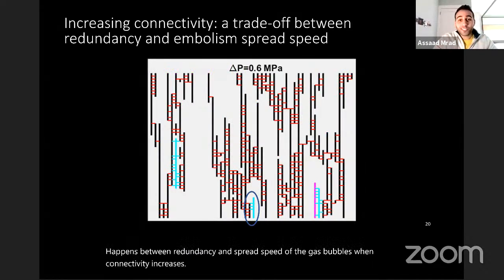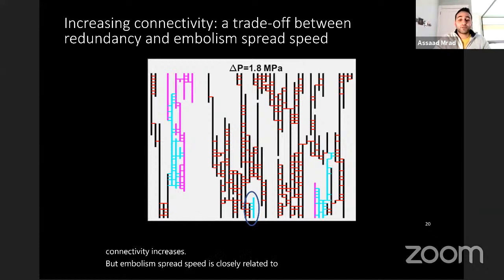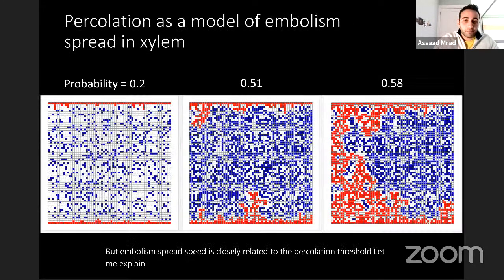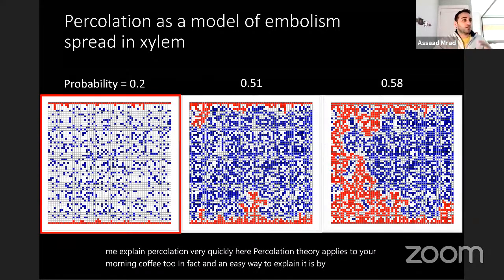But embolism spread speed is closely related to the percolation threshold. Let me explain percolation very quickly here. Percolation theory applies to your morning coffee too, in fact. And an easy way to explain it is by looking at the figure on the left.